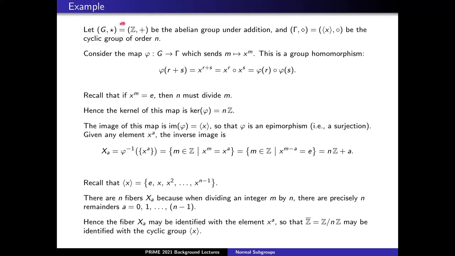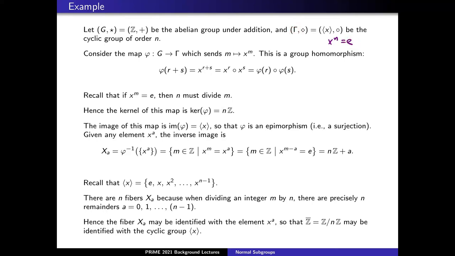So let's do a concrete example. We're going to take our group G to be the integers under addition. We're also going to take our group gamma to be a cyclic group of order n. So here we have the group generated by x, and it is order n, so we are assuming that x to the n is equal to e, where e is the identity of gamma.